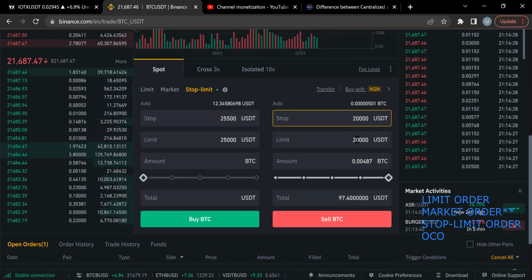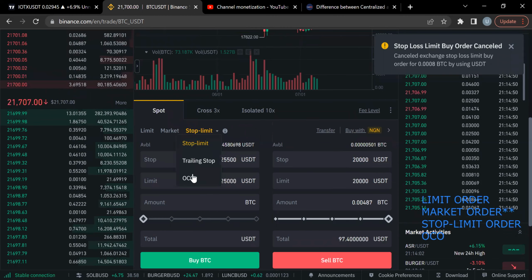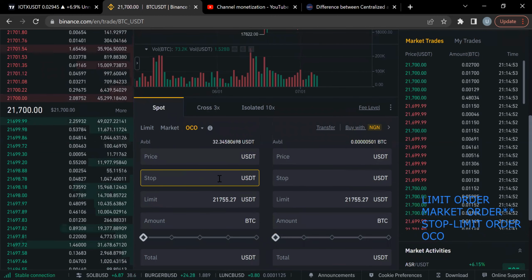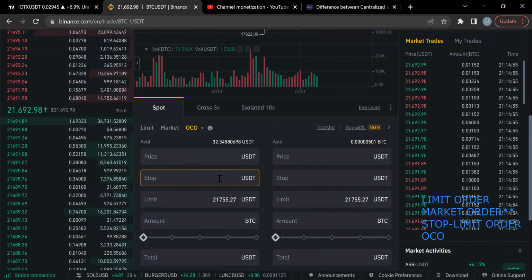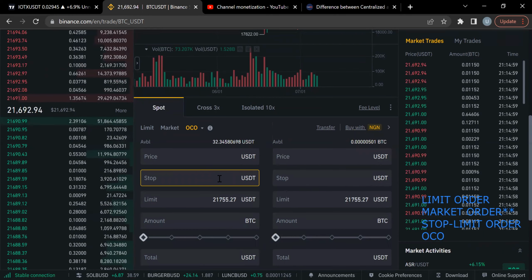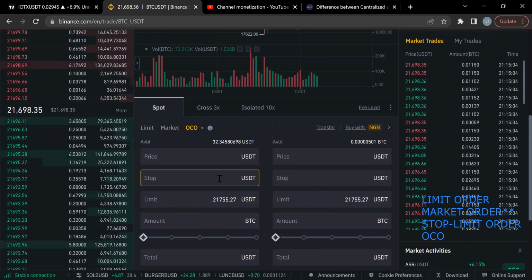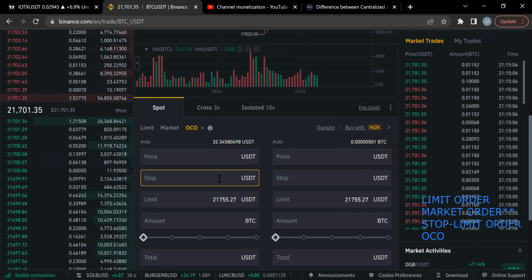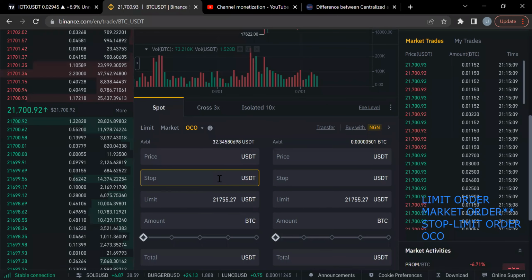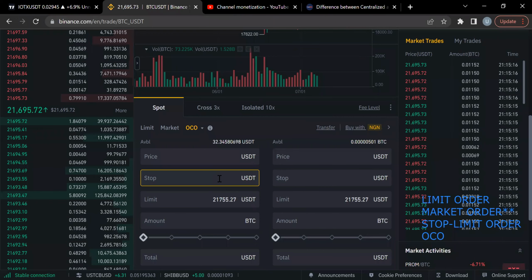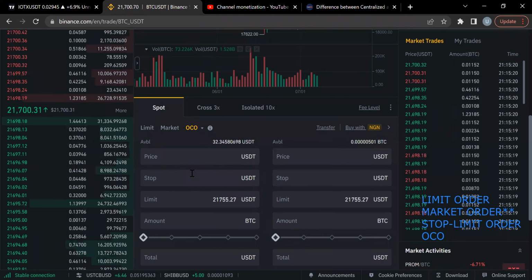Now the third part I'll talk about is this OCO. Now I want to talk about OCO. Right, OCO is the combination of limit and market order. OCO is the combination of the both of them. Limit and stop limit. That's OCO. OCO is a combination of limit and stop limit.